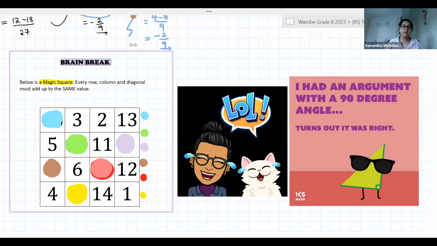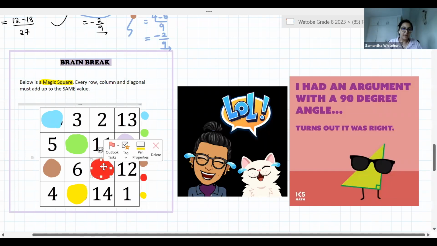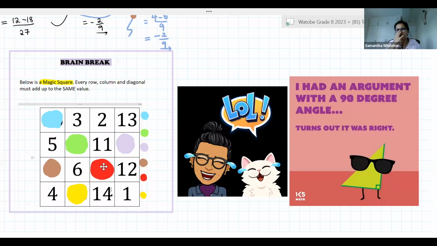So have a think. You guys can put it in the chat. Just say blue equals, green equals, purple equals, and we'll see as we get some numbers. But let's have a try.